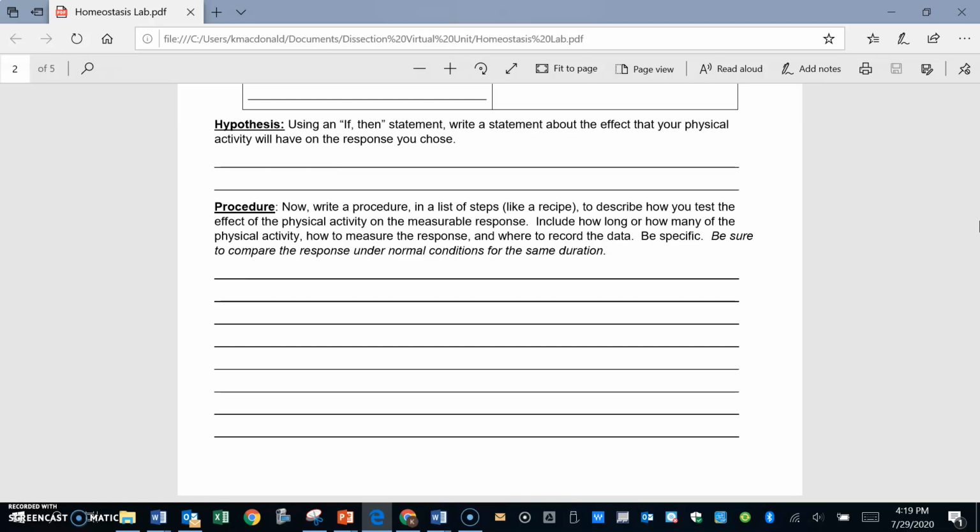Remember, you need to be very specific, like somebody else could complete this lab from these procedures. And you need to make sure that you compare the response under normal conditions for the same duration. So make sure you're using a control measurement as well.